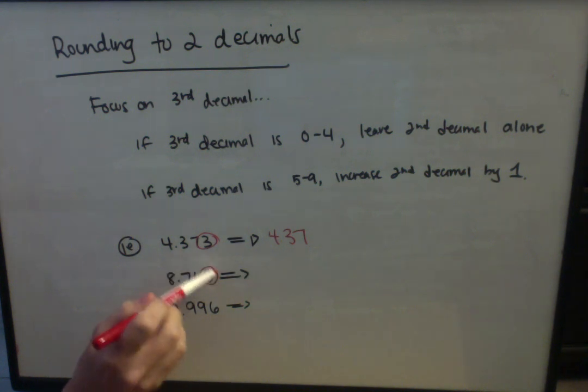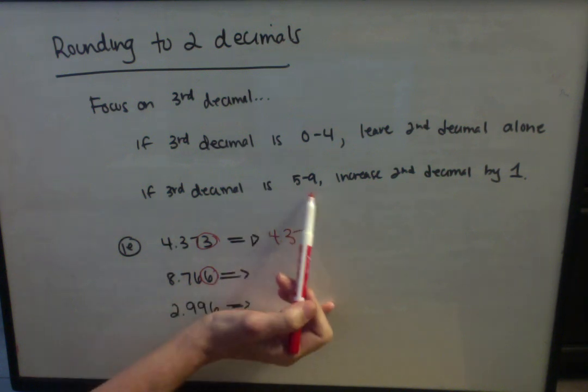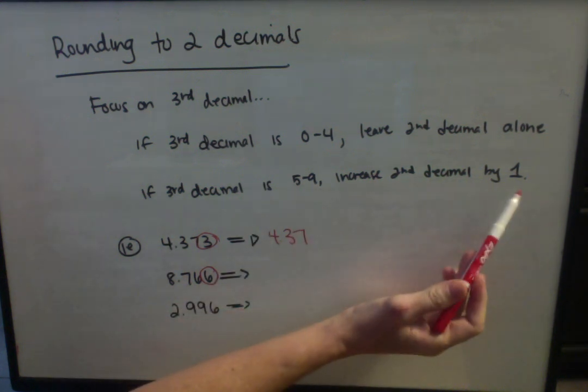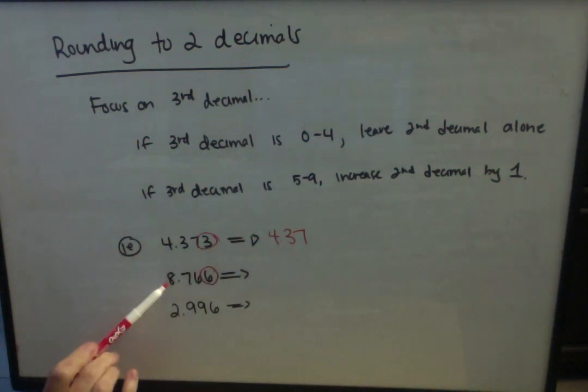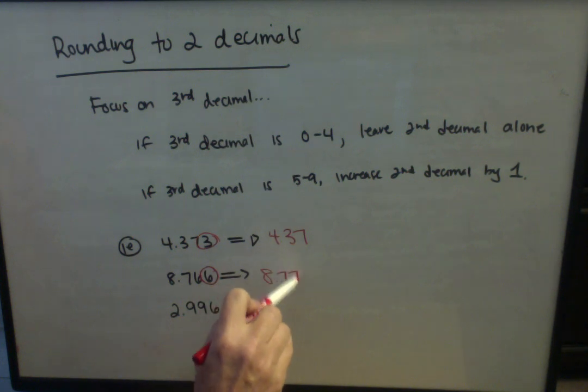All right, our second one, 8.766. Again, we're going to look at this third decimal. In this case, it's a 6, which is in this 5 to 9. So what we're going to do is increase that second decimal by 1. So 8.766 rounds to 8.77.